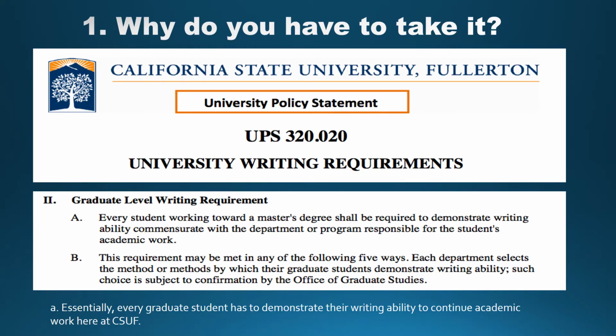In accordance with California State University Fullerton's University Policy Statement, every student working towards a master's degree shall be required to demonstrate writing ability commensurate with the department or program responsible for the student's academic work. This requirement may be met in any of the following 5 ways. Each department selects the method or methods by which their graduate students demonstrate writing ability. Such choice is subject to confirmation by the Office of Graduate Studies.